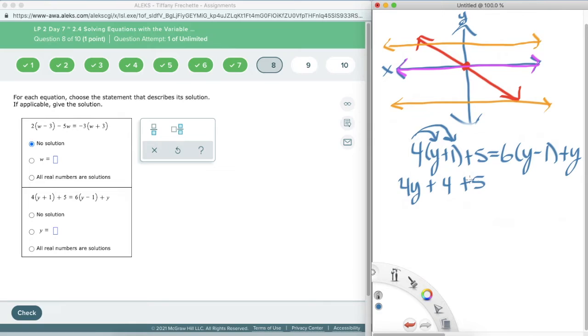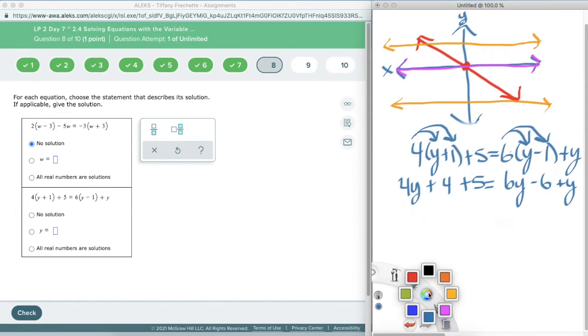Now I'm going to distribute the 6. 6 times y, I get 6y. 6 times negative 1, I get negative 6. And then plus y. So that was our distribution, which got rid of our parentheses. And that was also the only multiplication we really had. So we need to start combining like terms.